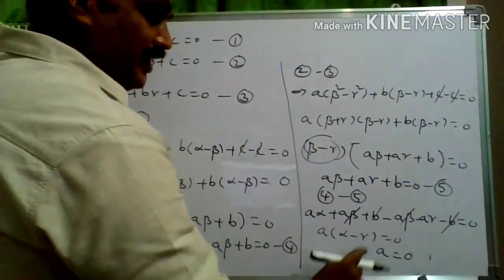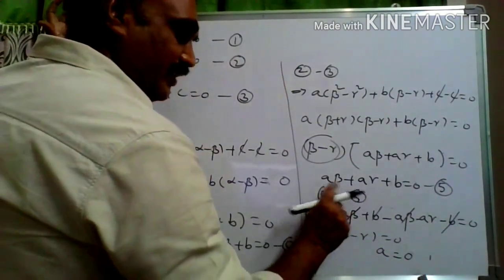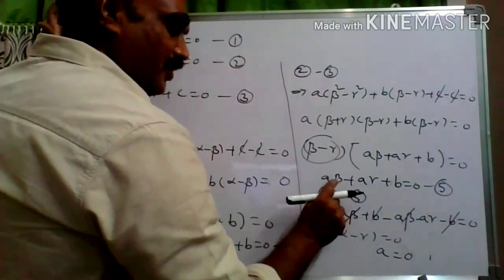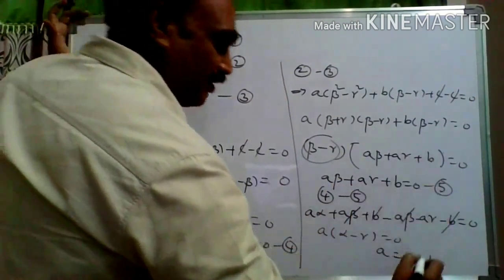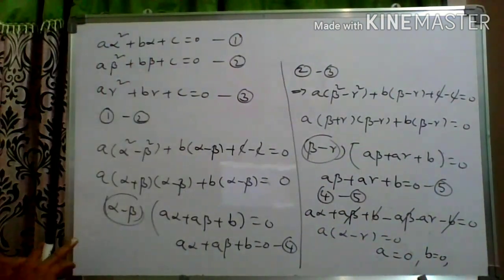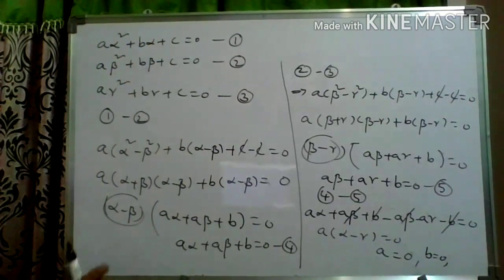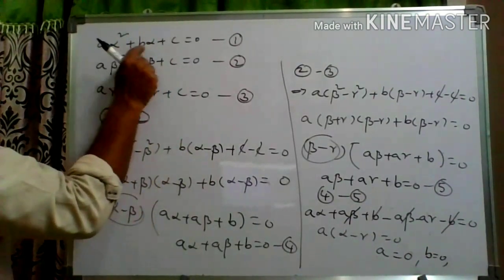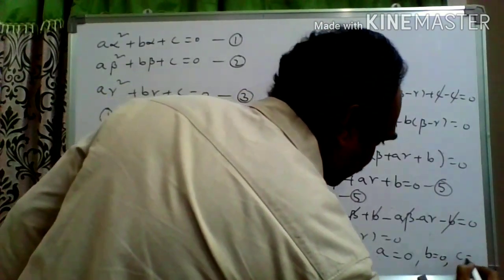Students, substitute a is equal to 0 in equation number 5. 0 into beta is 0, 0 into gamma is 0, plus b is equal to 0. So b is 0. Next, students, a is 0, b is 0. Substitute a is 0, b is 0 in equation number 1. 0, 0, so c is equal to 0.